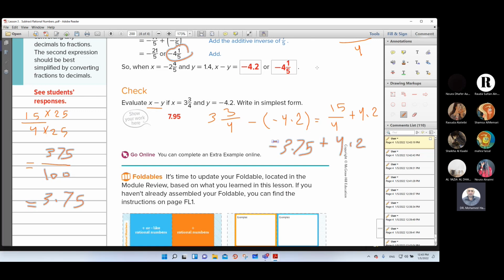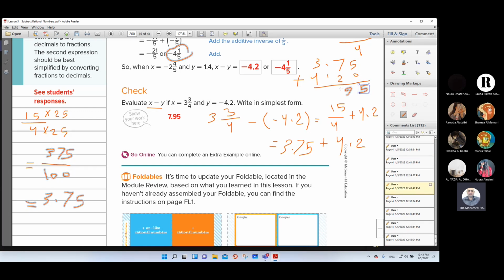How to add? We have here 3.75 with the point under the point, the 4 under the 3, and 2 under the 7. And here you can add 0. Then 5 plus 0 will be 5, and 7 plus 2 will be 9. Put the point. And 3 plus 4 will be 7. So the answer will be 7.95.